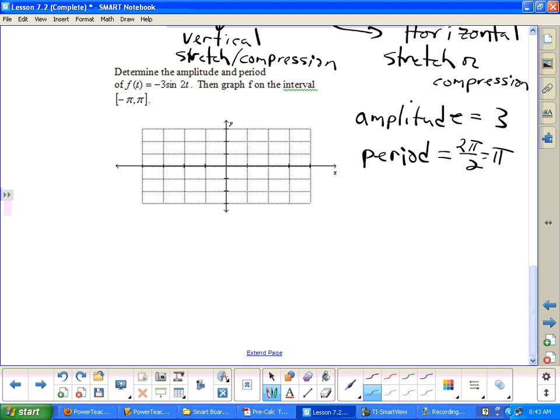Now this one gets a little bit more specific. They want us to graph it on an interval from -pi to pi. So here's -pi here, here's pi down here. What's the period for this function? Pi. Okay, so we're good, right? We're going to have one cycle on the left and one cycle on the right. So this is pi over 2 here, and -pi over 2.